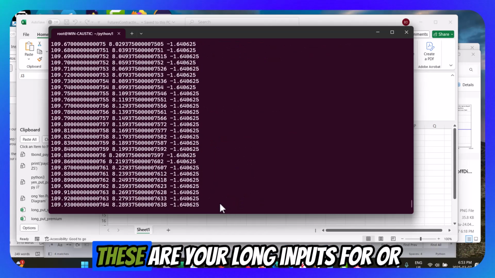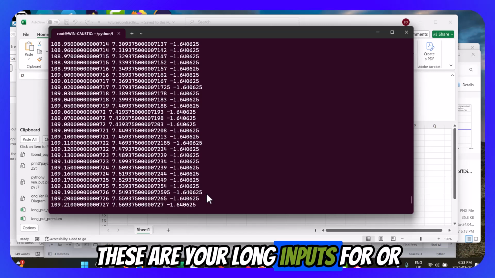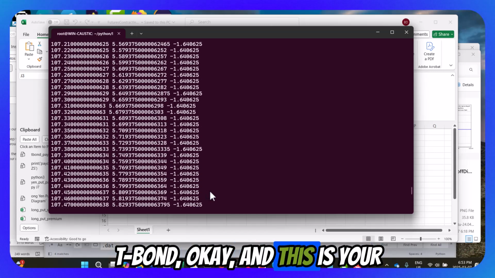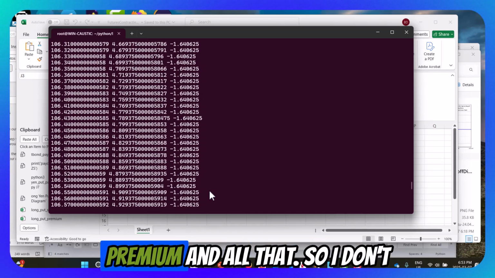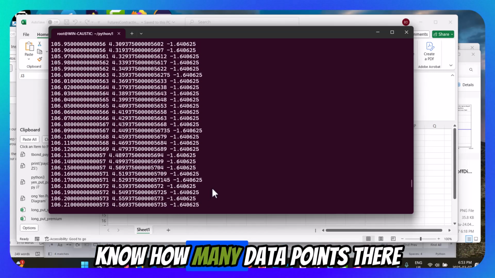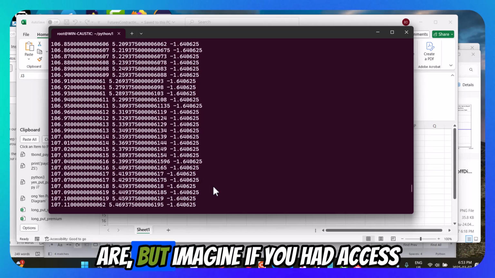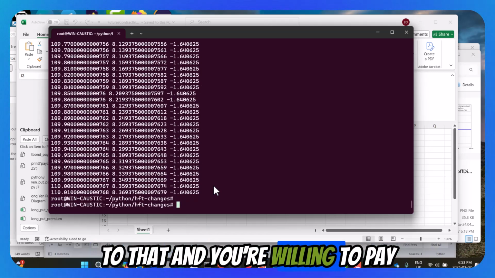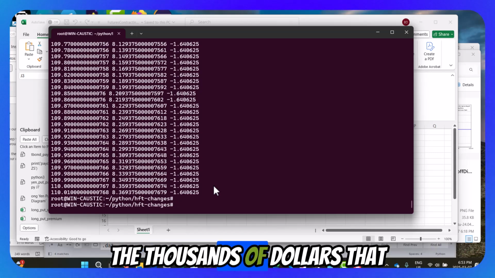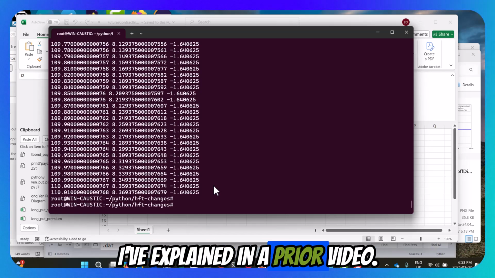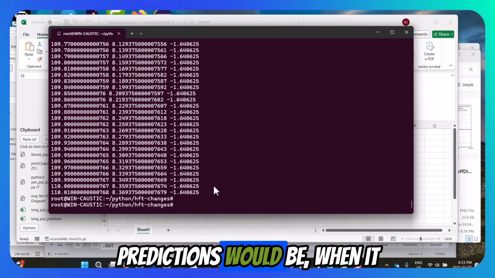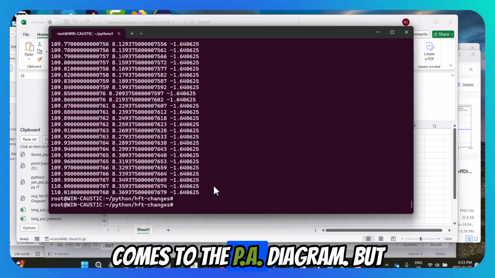So these are your long inputs for a T-bond, okay? And this is your option with a strike and the premium and all that. So I don't know how many data points there are, but imagine if you had access to that and you're willing to pay the thousands of dollars that I've explained in the prior video. Yeah, this is how accurate your predictions would be when it comes to the payoff diagrams.